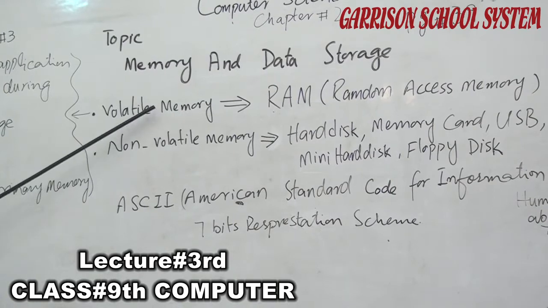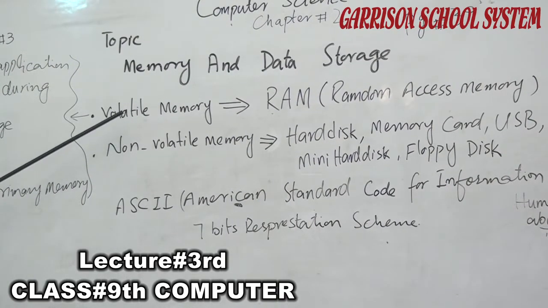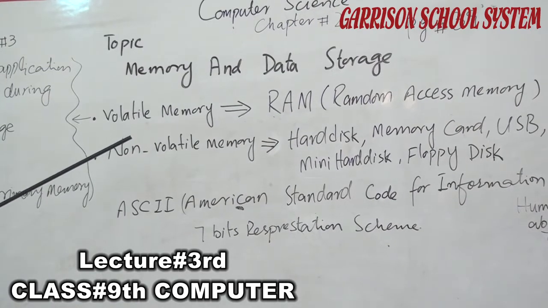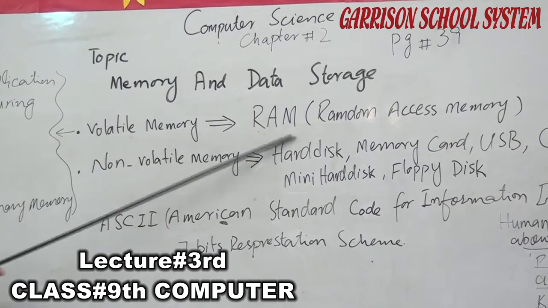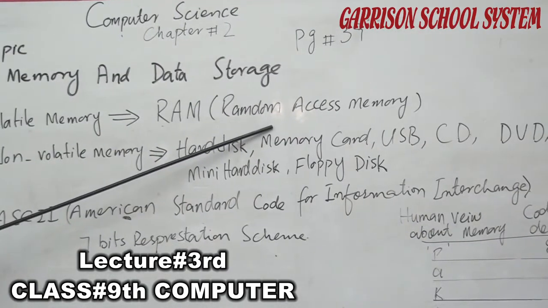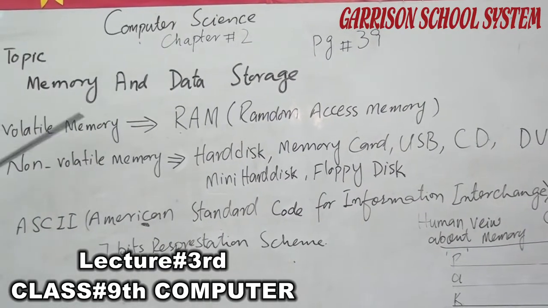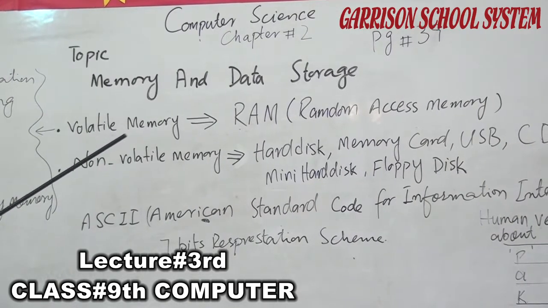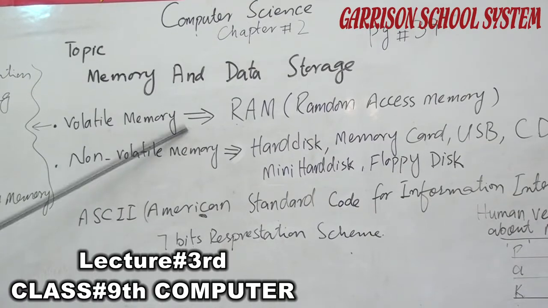Volatile memory, what do you mean by volatile memory? Volatile memory is a device which holds data as long as it has a power supply connected to it. It is called volatile memory. The best example is random access memory, RAM, which holds data only as long as it is connected to the power source. As soon as the power supply is disconnected, all the data in RAM is cleared.